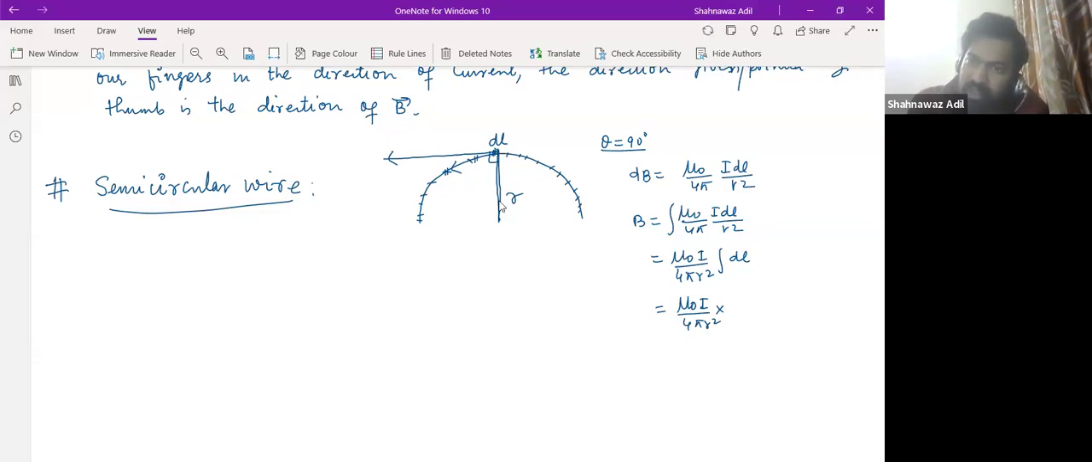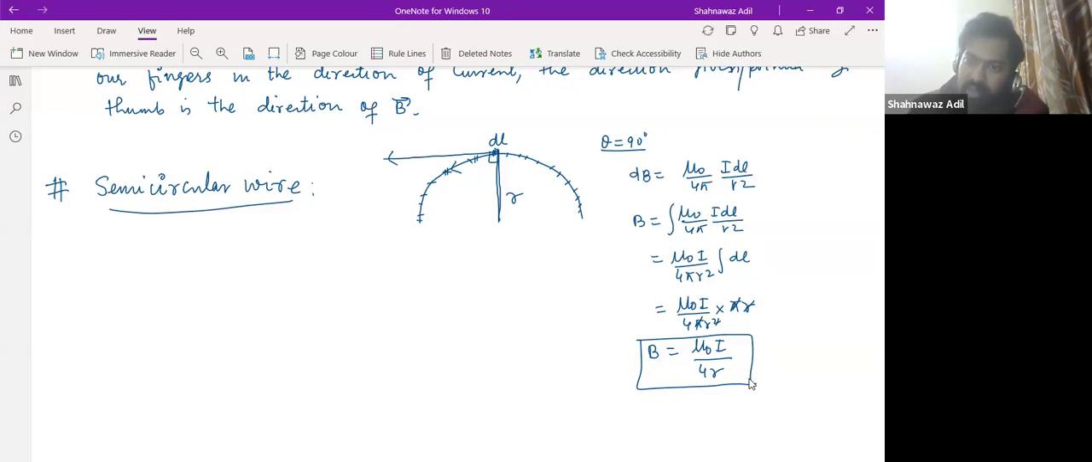Semicircle, yes, absolutely correct. In the previous case, we got the whole circle. In this case, we get a semicircle. The perimeter of the semicircle, how much is that? Pi r. So it is half of the circle, and the circle is 2 pi r. This is pi r by 2 pi r. Pi cancels, r cancels. So μ0 I by 4 r. This is the magnetic field in the case of a semicircular wire.